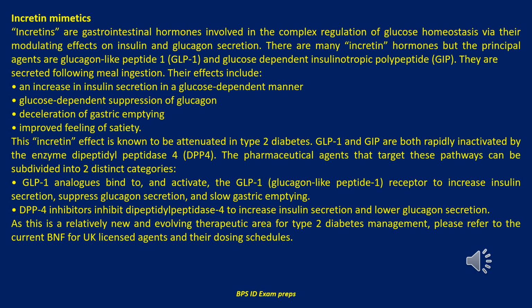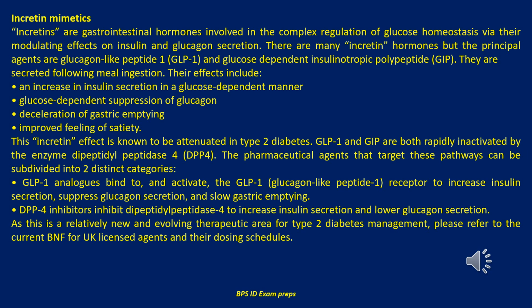Their effects include 1. An increase in insulin secretion in a glucose-dependent manner. 2. Glucose-dependent suppression of glucagon. 3. Deceleration of gastric emptying. And 4. Improved feeling of satiety. This incretin effect is known to be attenuated in type 2 diabetes. GLP-1 and GIP are both rapidly inactivated by the enzyme dipeptidyl peptidase 4, abbreviated as DPP4.